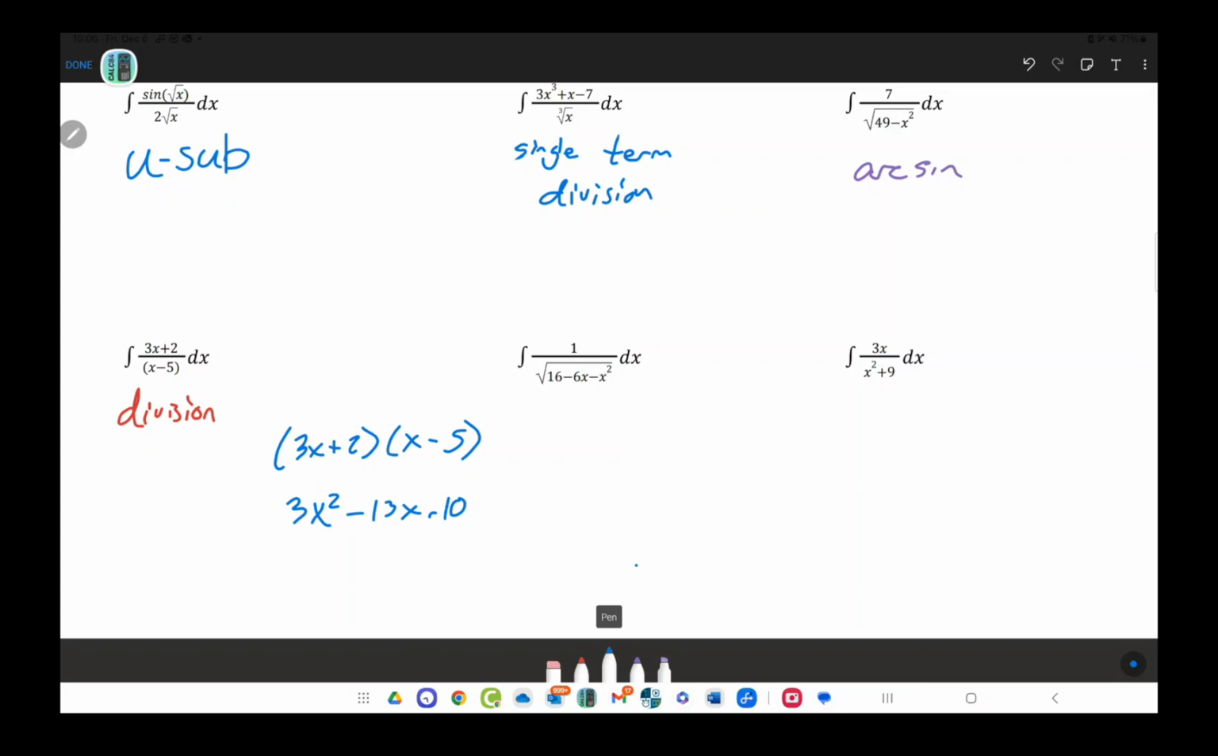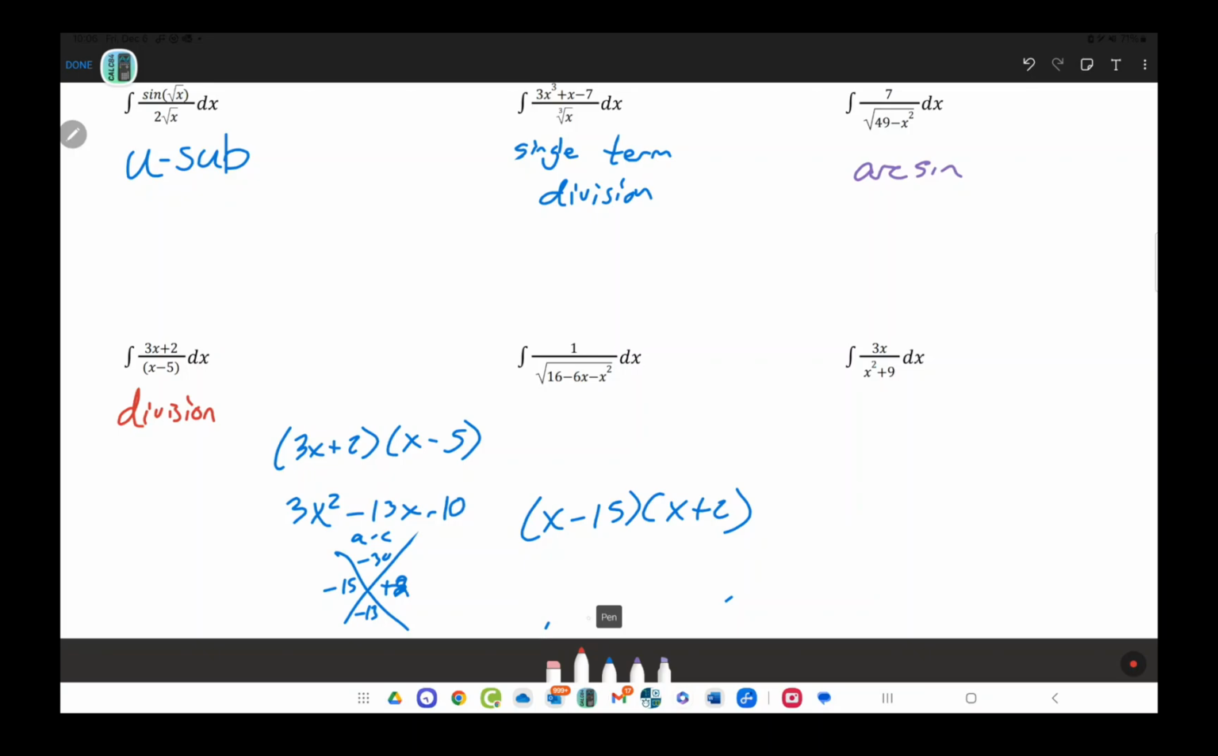If you factor this, I learned this while I was working at Giddings. You can do what's called the AC method. You multiply A times C, which gives you negative 30. Factors of negative 30 that give you negative 13 would be negative 15 and positive 2. That's the only way I know how to factor. So we have x minus 15 and x plus 2.